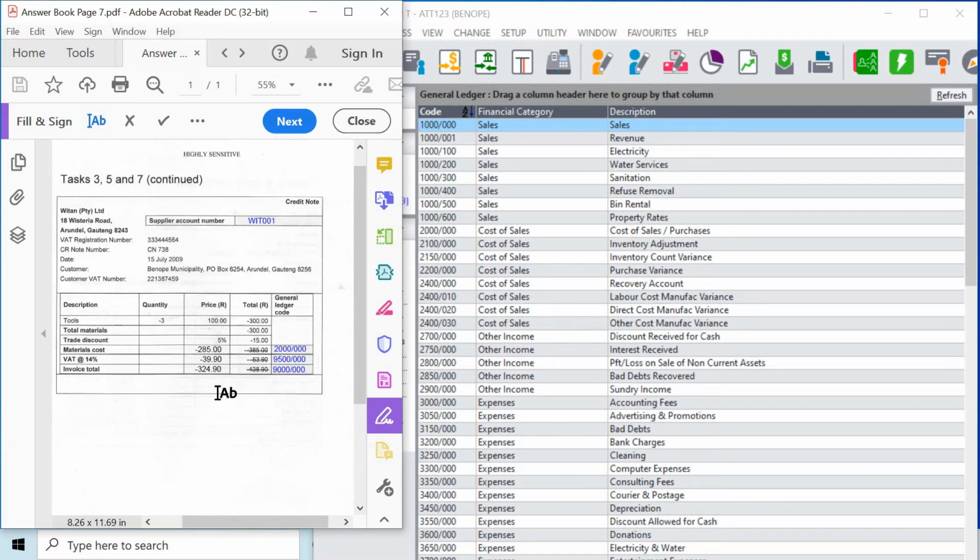I have found that there is a slight error. It was calculated as the materials cost being $385 when it should be $285. Kindly correct the error in your answer book. The VAT will be $39.90 and the invoice total should be $324.90.